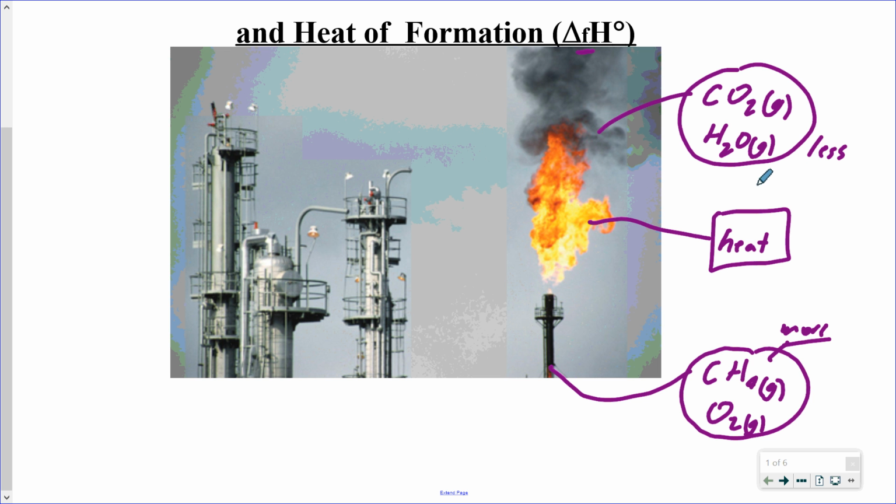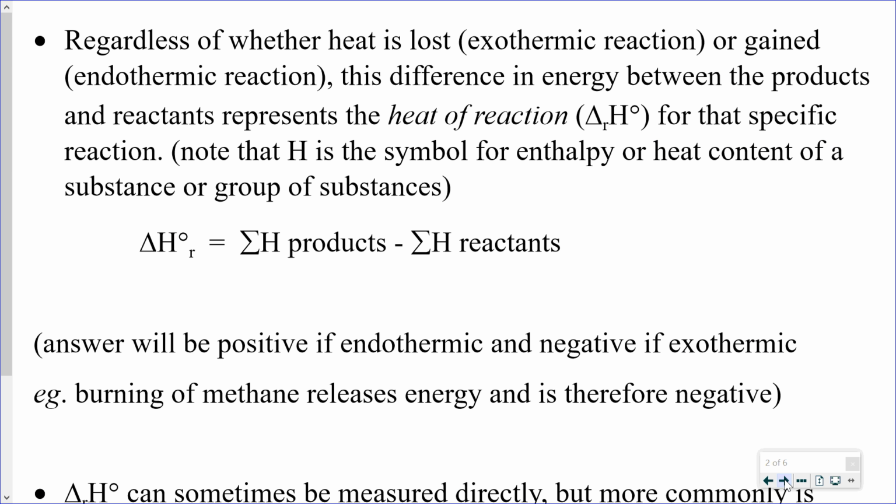So if we take a look at the energy in the products and the heat that's being released, that will add up to the amount of energy we had in the reactants that we started with in the first place. And that's what we're going to look at with some of these calculations. Regardless of whether heat is lost in a reaction, which is called an exothermic reaction, or gained, which is called an endothermic reaction, this difference in the energy between the products and reactants is the heat of reaction, the change in the heat that has taken place during that reaction.